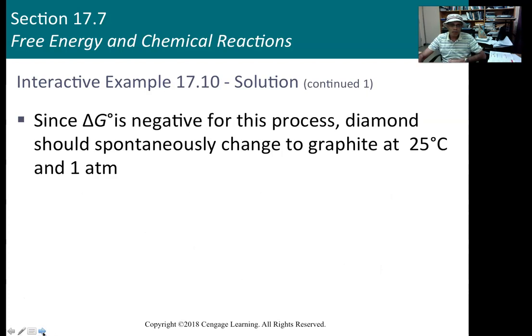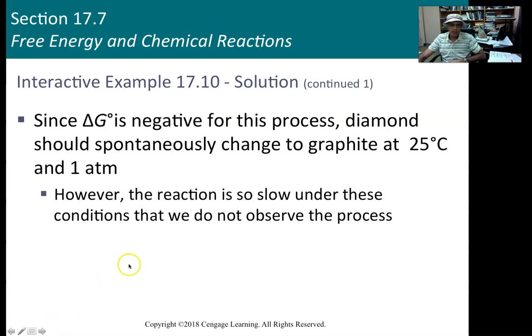So since delta G is negative for this process, diamond should spontaneously change to graphite at 25 degrees Celsius, 1 atmosphere. However, the reaction is so slow under these conditions that we do not observe it. So while it is spontaneous in terms of thermodynamics, as far as kinetics, the reaction rate may be very, very slow.